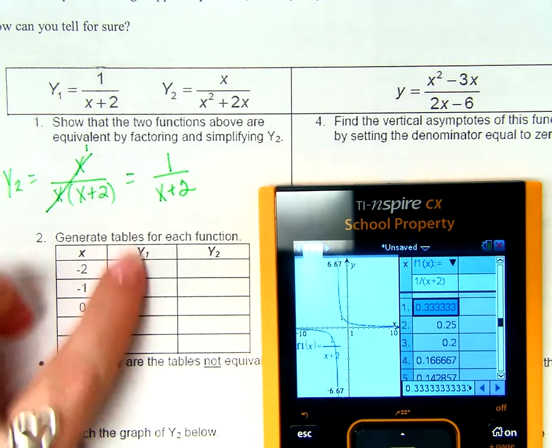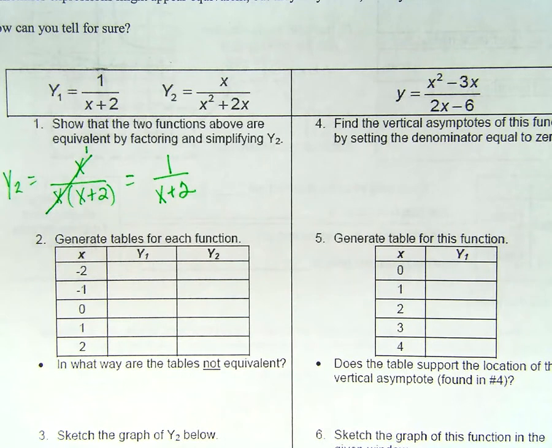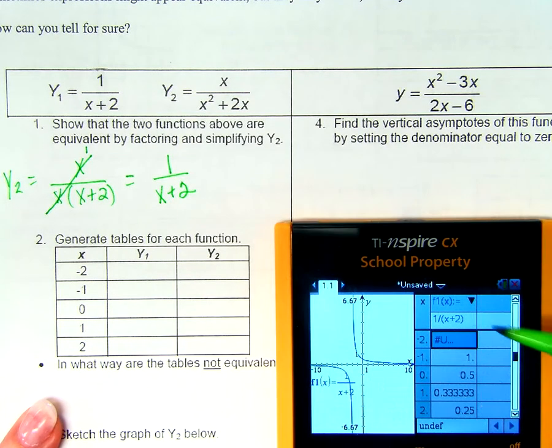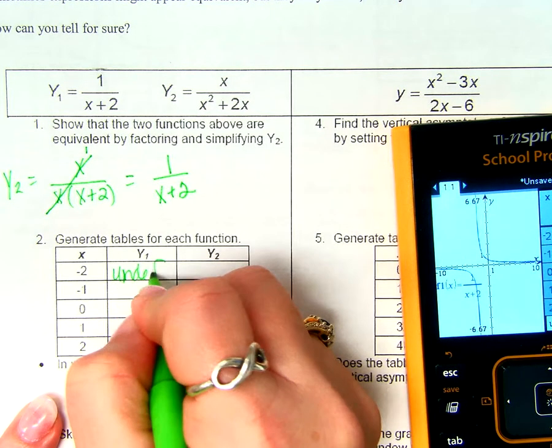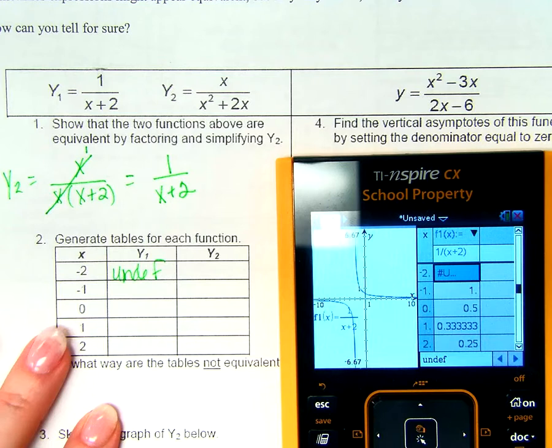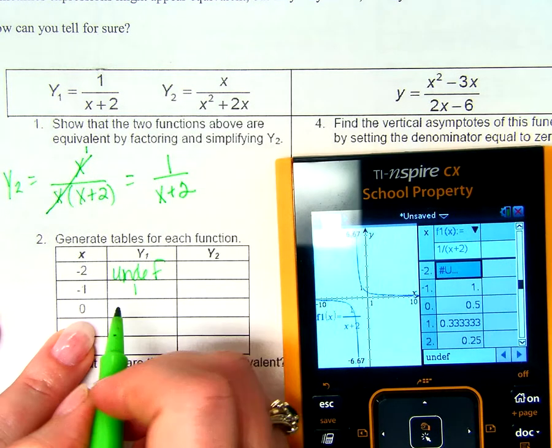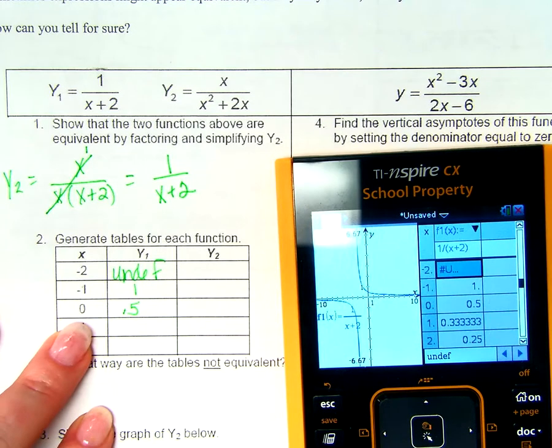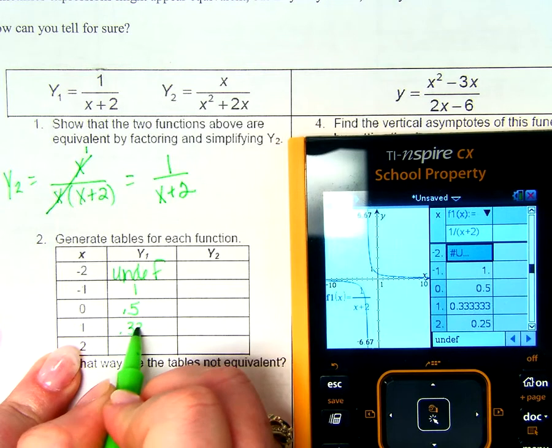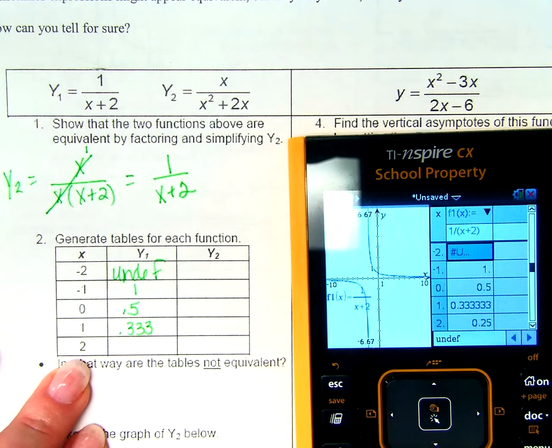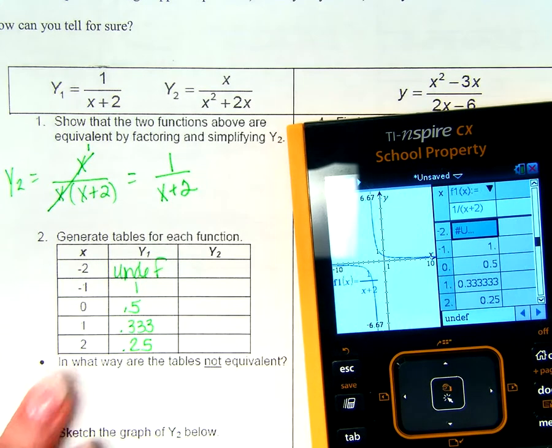So I can fill in this table. It's asking me to generate the table for each function. So I can make sure I'm at -2. What's happening at -2? Undefined. Okay? Undefined. What's happening at -1? 1, y is 1. When x is 0, what is y? 0.5. When x is 1, what is y? 0.3 repeating, right? And what happens when x is 2? 0.25. Good.